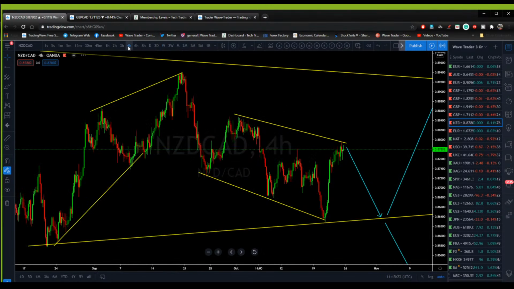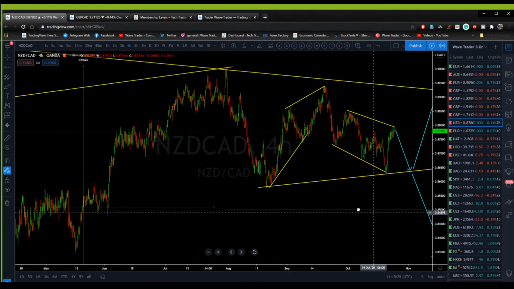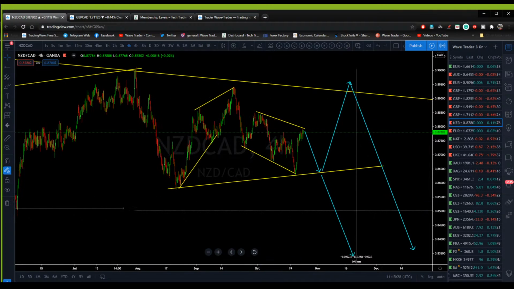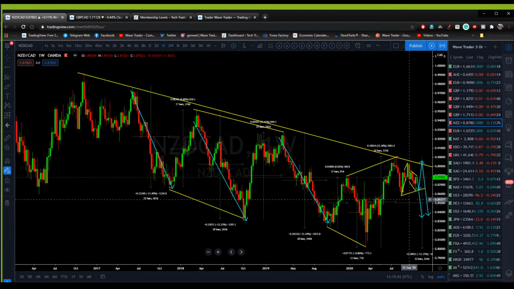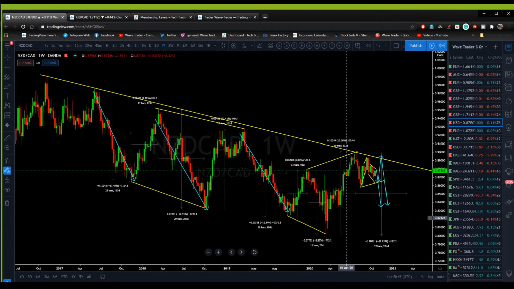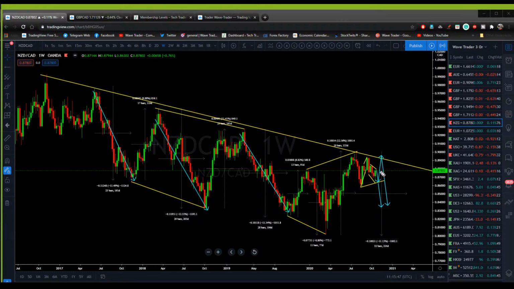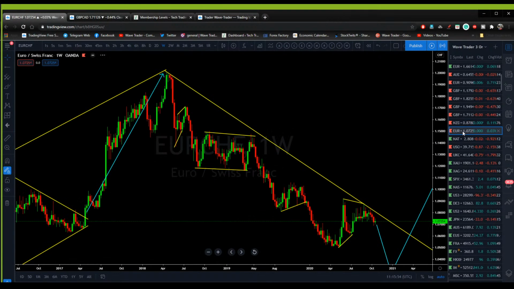So Kiwi CAD is also not the best opportunity. Next week, one more leg lower. Slightly, price can push higher for the expanding triangle. So just trade sideways on this chart, but on the weekly chart, it goes down. This weekly chart is still the same, another leg lower. So Kiwi is going lower too.